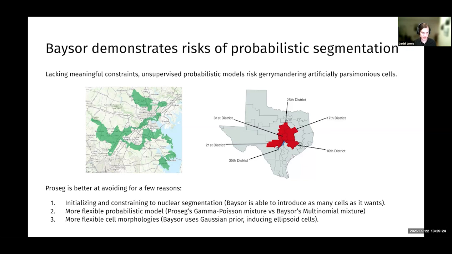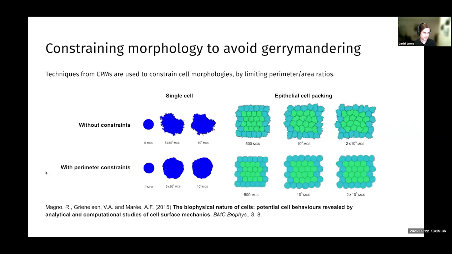in part because we constrain to the nuclear segmentation to prevent introducing far more cells than there actually are. But we also have a more sophisticated probabilistic model backing the whole thing. Constraining morphology to prevent this gerrymandering problem is also a big issue that I continue to iterate on. Fortunately, there are examples in the literature to pull from, the cellular Potts models. You can have a prior on how circular your cells are, and if you relax that prior, you can get more jagged edges. That's one of the main constraints to prevent this sort of gerrymandering problem.